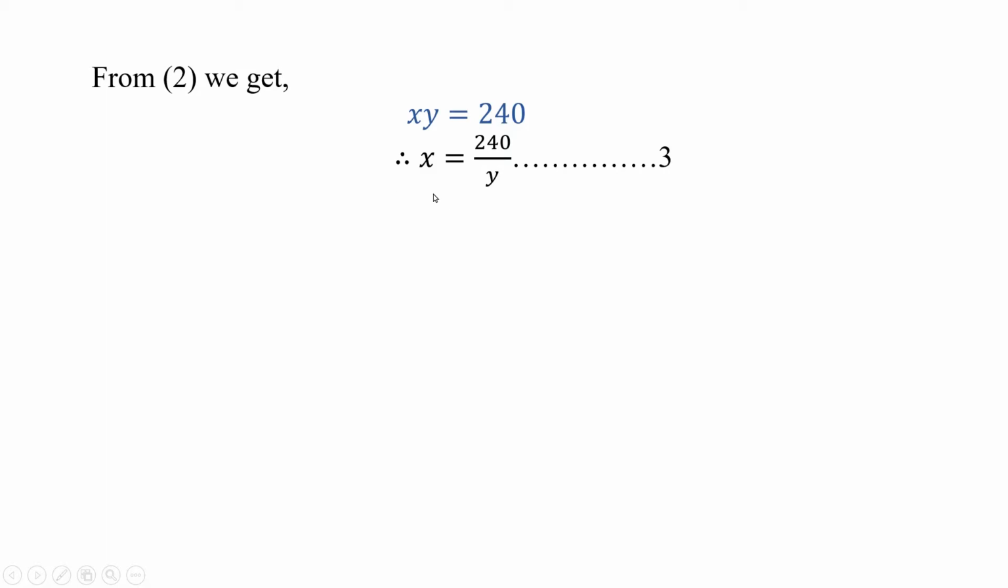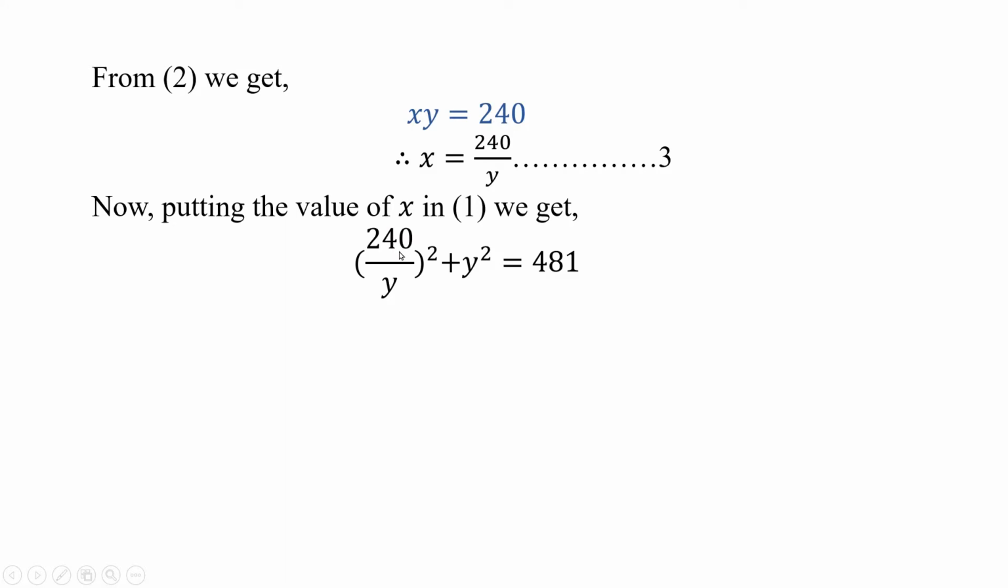Now putting the value of x in 1, we get 240 by y whole square plus y square is equal to 481. Now multiplying both sides by y square and taking all terms to the left side of the equal sign, we get y to the power 4 minus 481 y square plus 240 square, that means 57,600, is equal to 0.